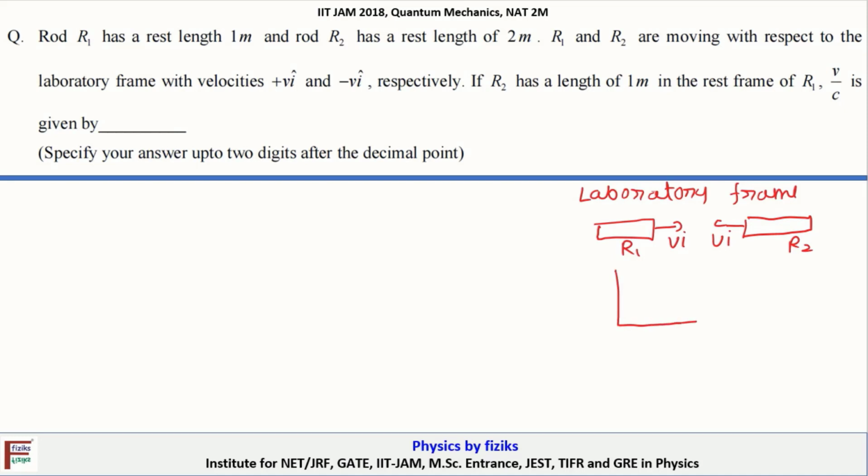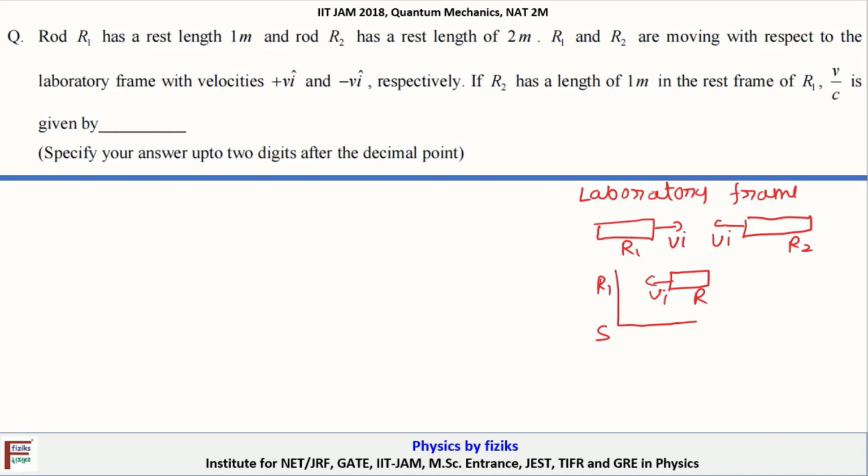In rest frame of R1, let R1 this R2. So this is R1, a rest frame attached with S, in which R1 is at rest and R2 is moving with velocity minus v.